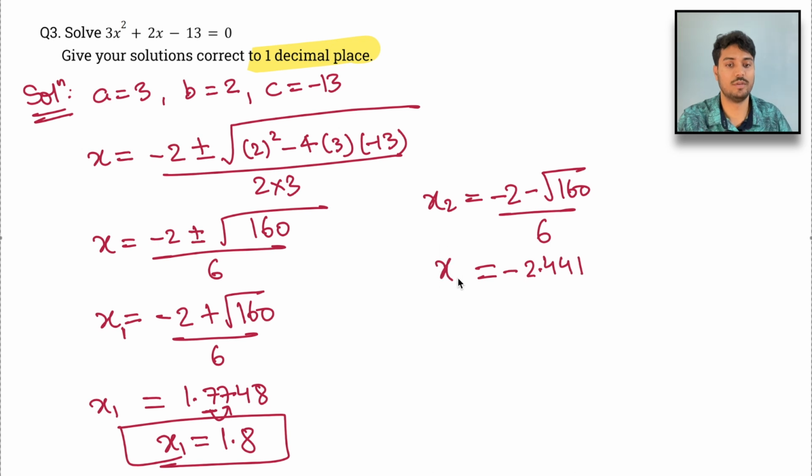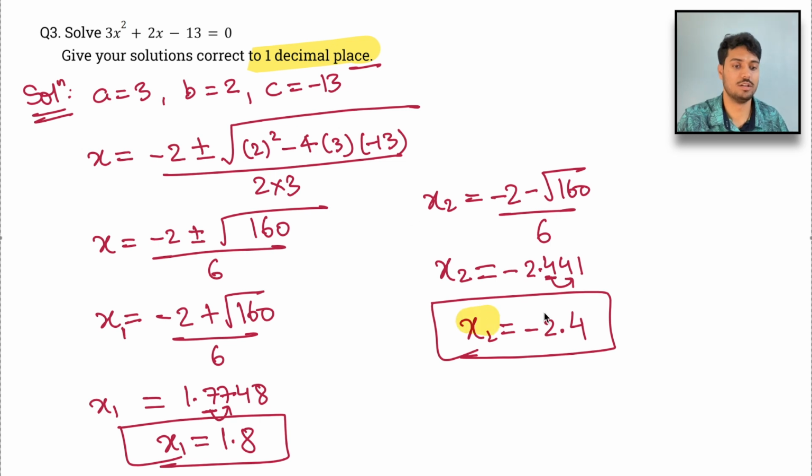That's x2, but it says correct up to 1 decimal place, so x2 will be, this time next to 4 we have a number which is less than 5, so we'll keep it as it is. Negative 2.4 is the answer. So negative 2.4 and positive 1.8 is the solution.